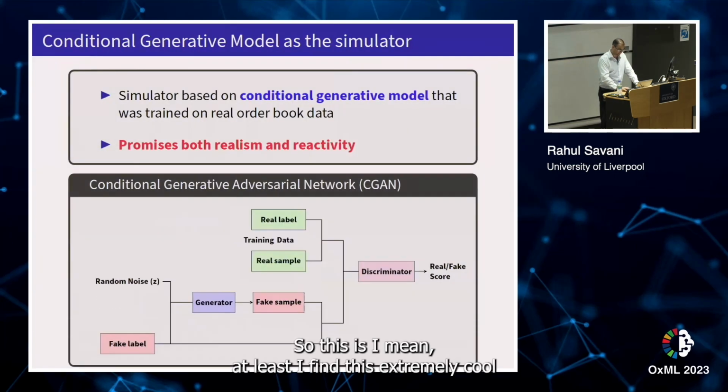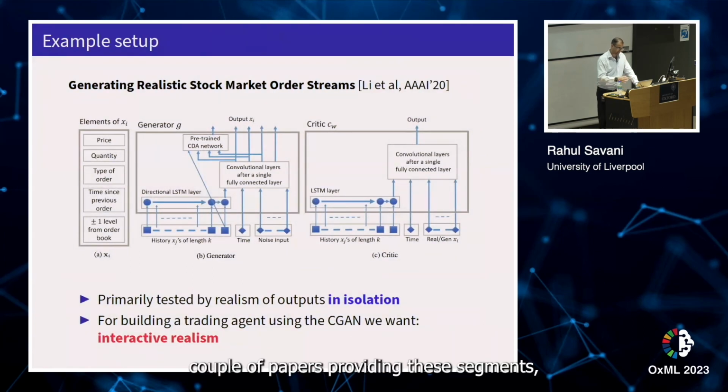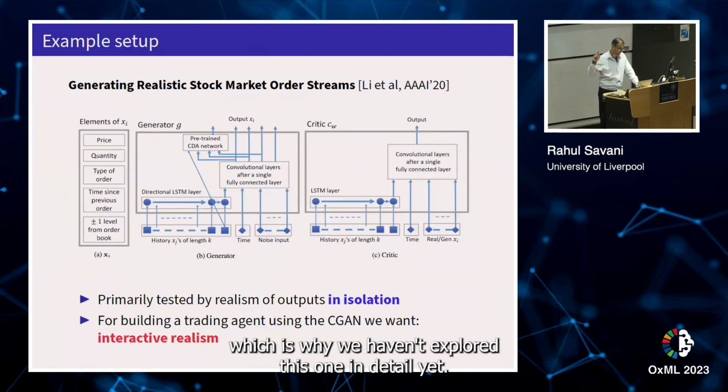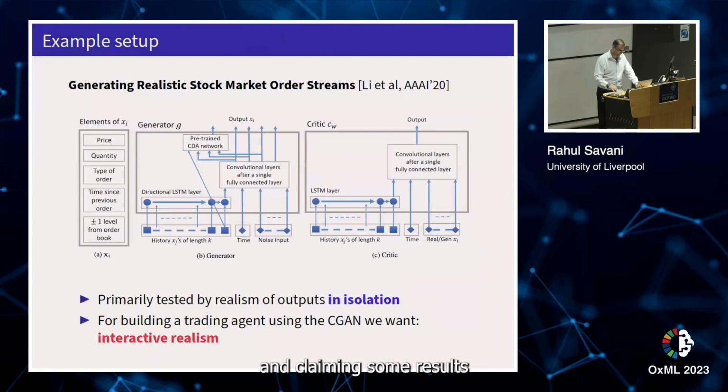Okay, so at least I find this an extremely cool and exciting direction, but we're really not there yet. We have a couple of papers providing these C-GANs, actually indeed not providing in this case, which is why we haven't explored this one in detail yet, but at least giving an exposition of their design and claiming some results, and those all look quite impressive as a first step.